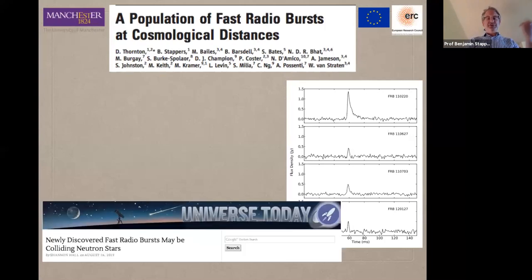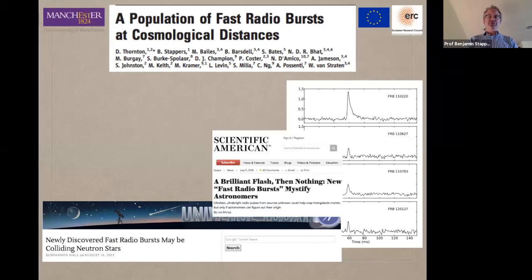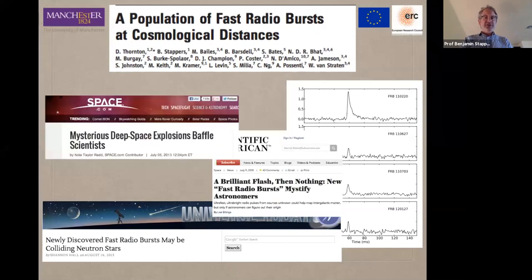And this got lots of interesting press around it. Newly discovered fast radio bursts might be colliding neutron stars. A brilliant flash, then nothing, mysterious deep explosions, baffle scientists. We're always being baffled. But the other thing that was important, I guess, is that we coined the name fast radio bursts. So that's where you now hear the use of this FRB or fast radio bursts associated with these objects.